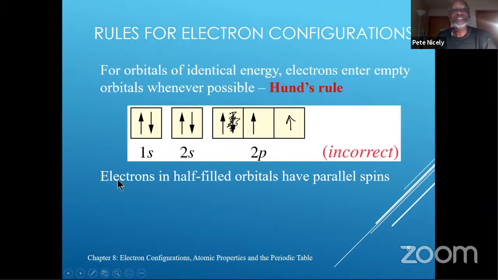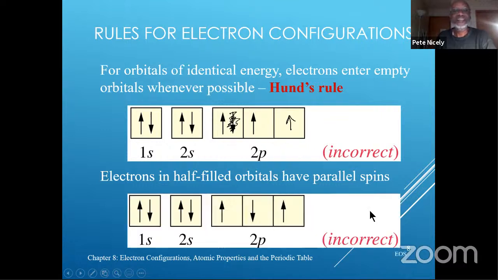Basically, when you have this situation, electrons in half-filled orbitals must have parallel spins. So if you have the set of p orbitals half-filled here, then the electrons, all of them must be spinning in the same direction. So this would be incorrect, all right? This would be incorrect. Instead, what you must have is this, all right? Just like we have up here, all right? So that's basically what Hund's rule is all about.